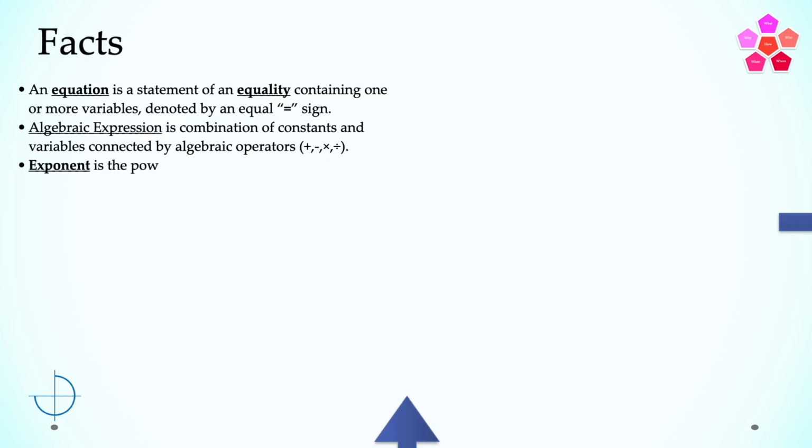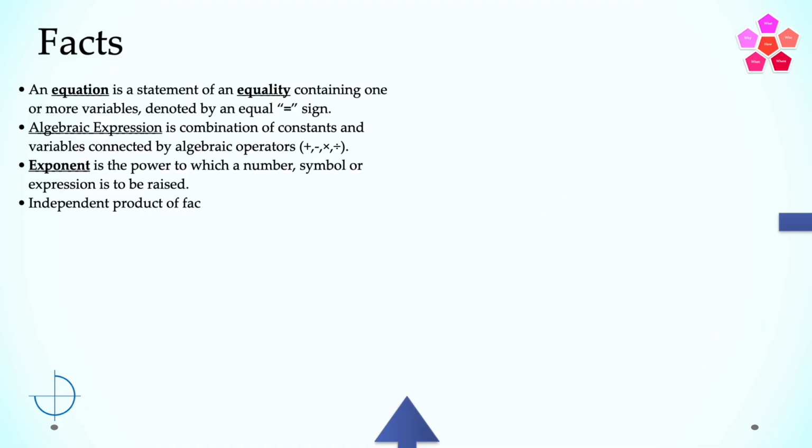Exponent is the power to which a number, symbol or expression is to be raised. A simpler way could be the number of times the same number, symbol or expression is multiplied by itself. The number of times is called the exponent, or often termed as raised to the power. For example, 2 raised to the power of 3 would mean 2 multiplied by 2 multiplied by 2, that is 2 multiplied by itself 3 times.